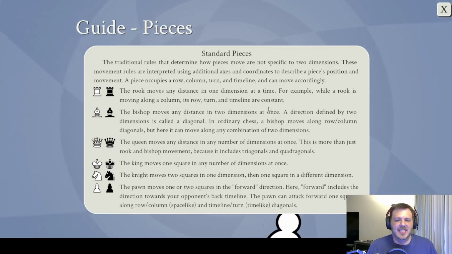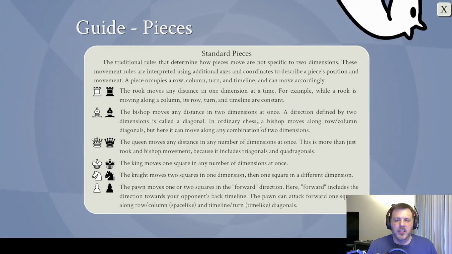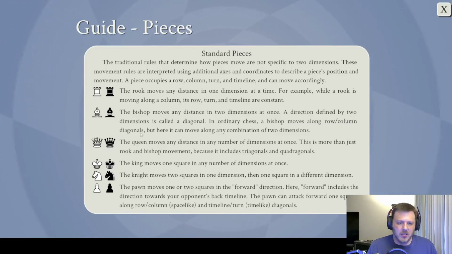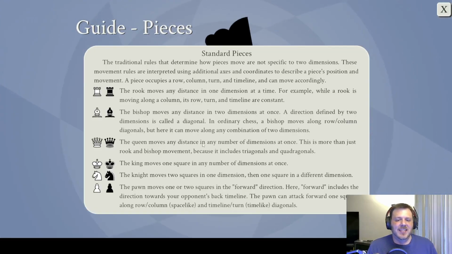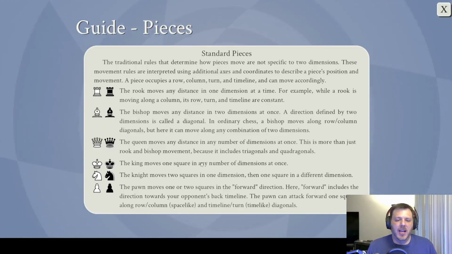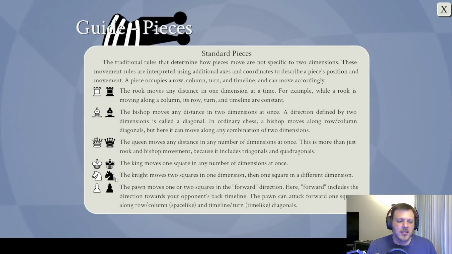Bishop moves any distance in 2 dimensions at once. A direction defined by 2 dimensions is called a diagonal. In ordinary chess, a bishop moves along row-column diagonals, but here it can move along any combination of 2 dimensions. The queen moves any distance in any number of dimensions at once. This is more than just rook, bishop, and bishop movement because it includes triangles and quadrangles. The king moves 1 square in any number of dimensions at once.